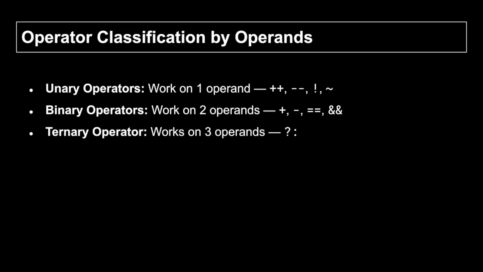This is the conditional operator, used as a shorthand for if else. We will cover examples of each in the coding demo. To recap, operators in C help us perform computations, make decisions, and control the flow of the program. They are a core part of writing any meaningful logic in C.